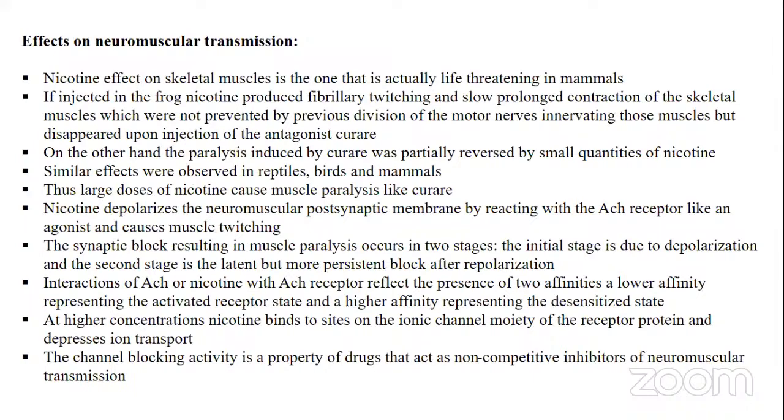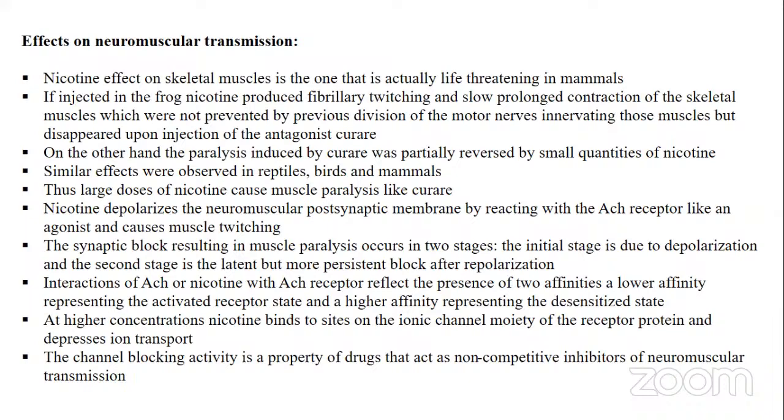Coming to the effects of nicotine on neuromuscular transmission. Nicotine's effect on skeletal muscles is the one that is actually life-threatening in mammals. If injected in the frog, nicotine produced fibrillary twitching and slow prolonged contraction of the skeletal muscles, which were not prevented by previous division of the motor nerves innervating those muscles but disappeared upon injection of the antagonist curare. On the other hand, the paralysis induced by curare was partially reversed by small quantities of nicotine. Similar effects were observed in reptiles, birds, and mammals. Thus, large doses of nicotine cause muscle paralysis like curare.